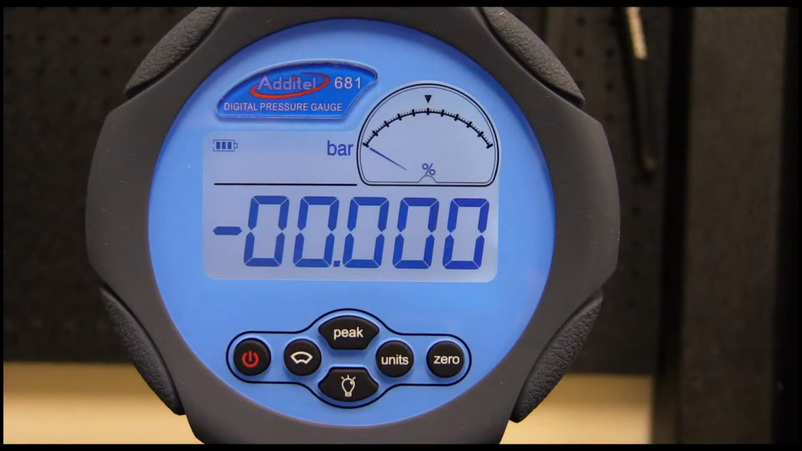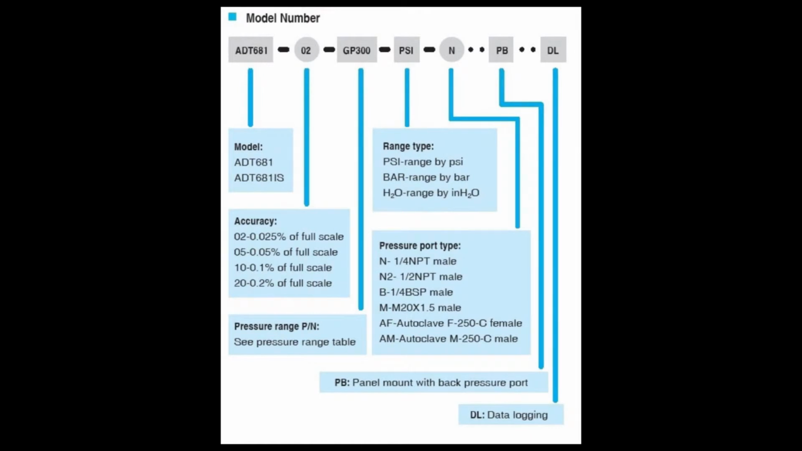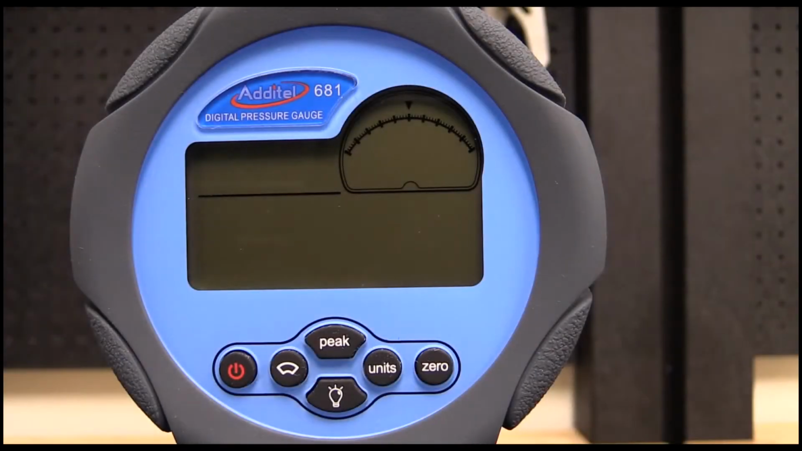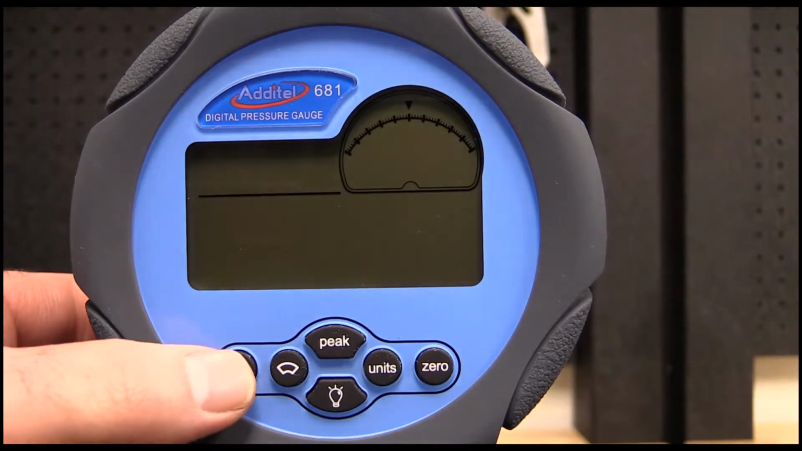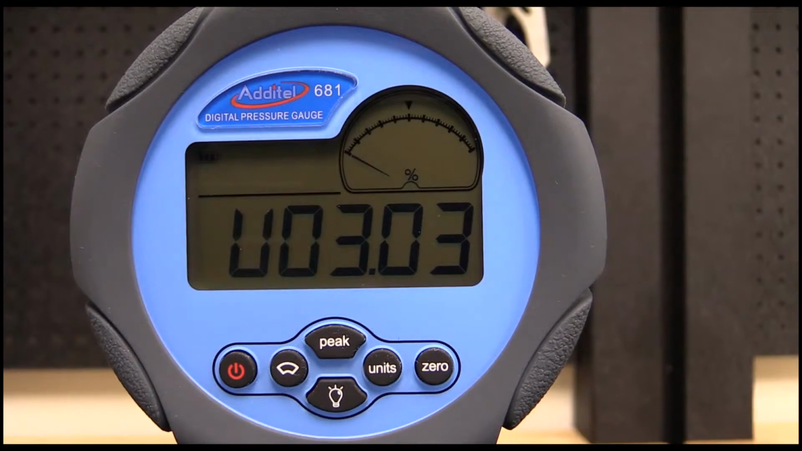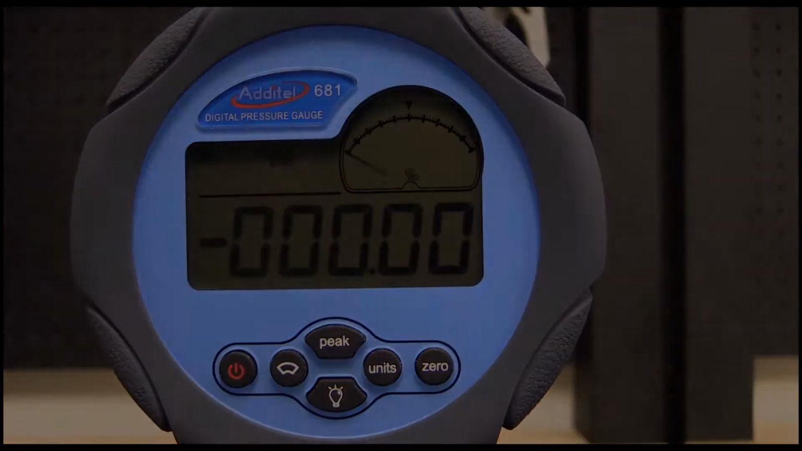In this video, we'll demonstrate how to use the Additel 681 for data logging applications. The Additel 681 pressure gauges have an optional feature that allows for data logging. When a pressure gauge is ordered with a DL at the end of its configuration, then the data logging option is activated. You can also know if your gauge has the data logging option available on the power up of the gauge. After the gauge is powered on, the firmware version is shown, and then D-log appears.